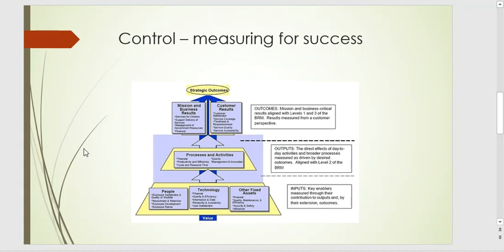Notice up here we have mission and business results, customer results. So really these are your outcomes. Then you have your outputs, and then you have your inputs. And all of these need to be measured one way or another according to a standard that's set by the organization itself.